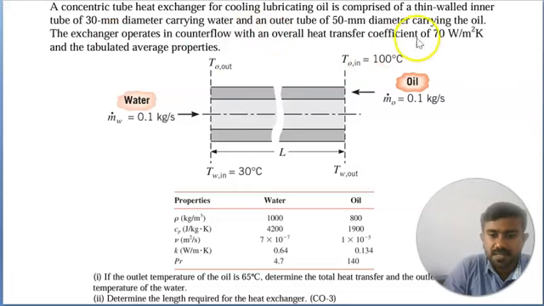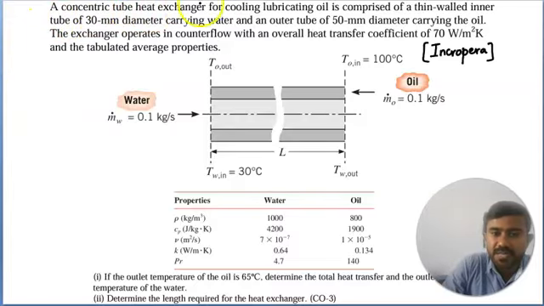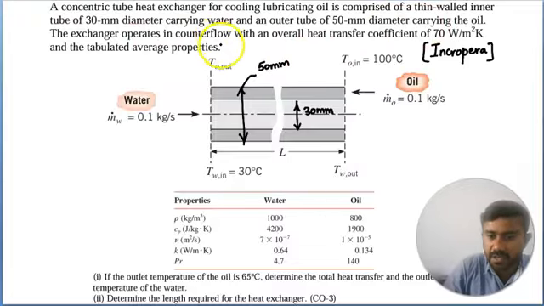Okay, this is a nice problem taken from the textbook by Incropera. It says a concentric tube heat exchanger for cooling lubricating oil is comprised of a thin walled inner tube of 30 mm diameter. So this tube has a diameter of 30 mm. This is carrying water, and an outer tube of 50 mm diameter. So this outer tube is of diameter 50 mm and the outer tube is carrying the oil.